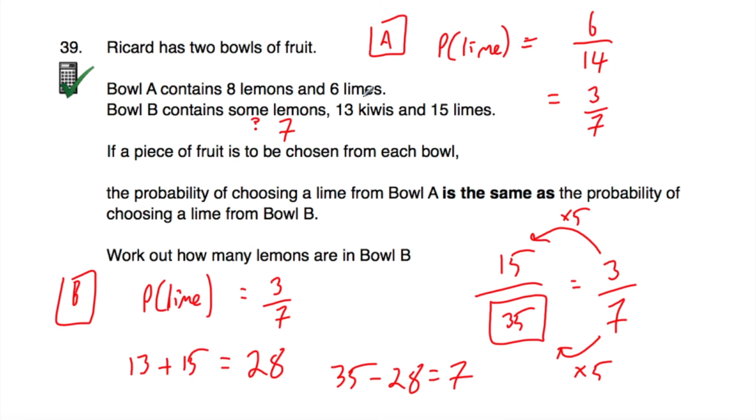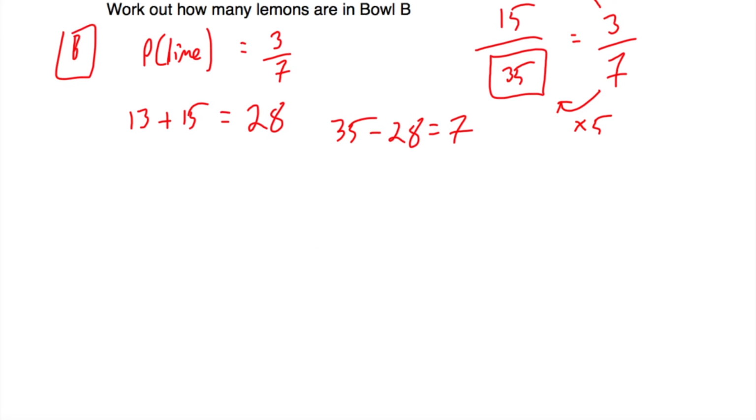And we could check that. If you were to add these together, you would get this 35 pieces of fruit. The probability of a lime would be 15/35, and then if you cancel that down, you get 3/7 again. So that's it, that's our answer. There must be 7 lemons in bowl B, so the answer is 7.